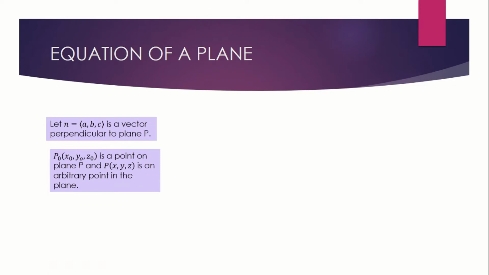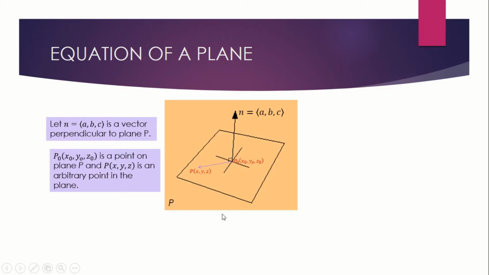Let's say we have a plane P which has a vector perpendicular to it, the normal vector n = (A, B, C). And we also have a point on the plane, P naught, that is (x naught, y naught, z naught), and an arbitrary point P (x, y, z). It is given by this figure.